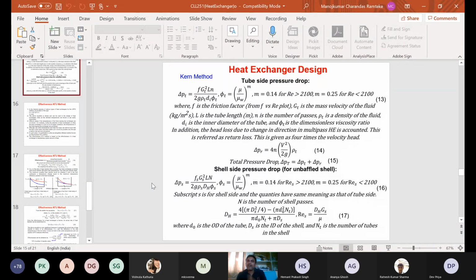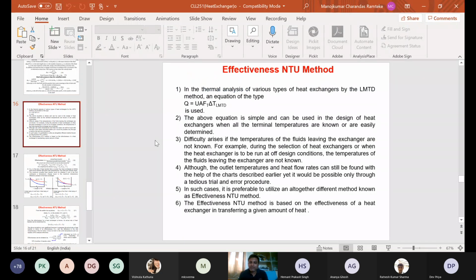Correct. So very often it is possible that you only know the inlet temperature when you are designing the heat exchanger, and you don't know the outlet temperature. In that case, you have to use the effectiveness NTU method, because in this method you only require the inlet temperatures. You don't require the outlet temperatures. So I will go back to the effectiveness NTU method. As I said, it is used whenever only the inlet temperatures are known and the outlet temperatures are not known.